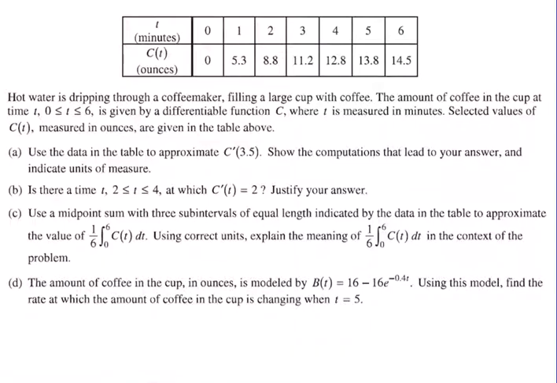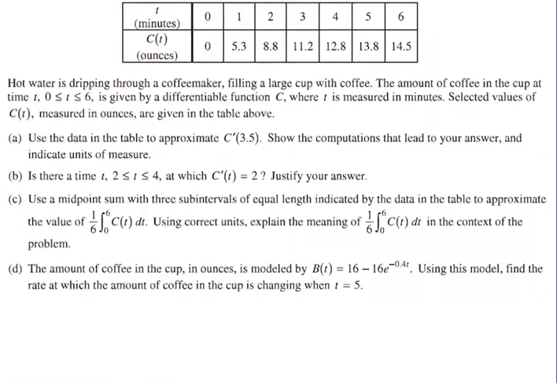Hot water is dripping through a coffee maker, filling a large cup with coffee. The amount of coffee in the cup at time T between 0 and 6 is given by a differentiable function C, where T is measured in minutes. So C is apparently the amount in the coffee cup. So C is standing for coffee. Selected values are given in the table above. All right, part A, use the data in the table to approximate C prime of 3.5.